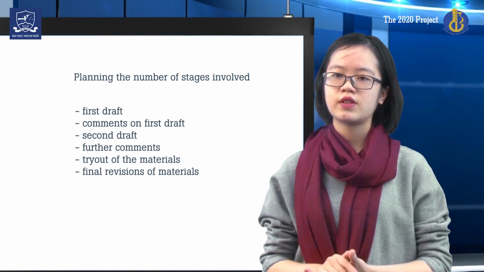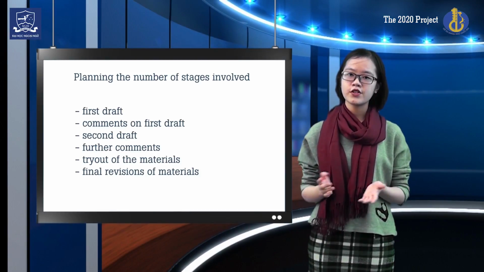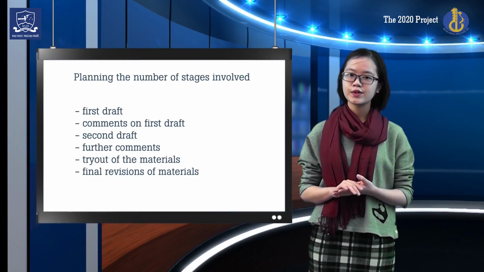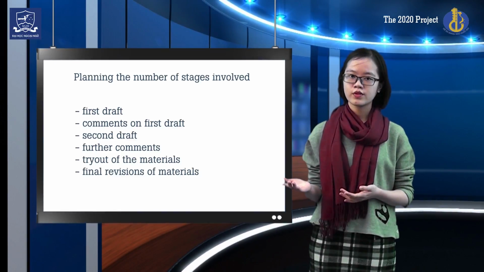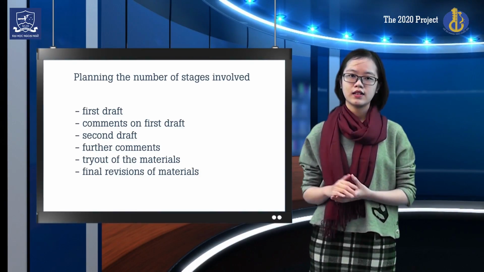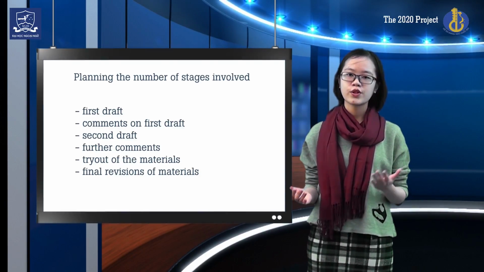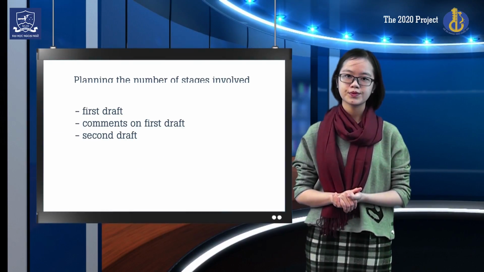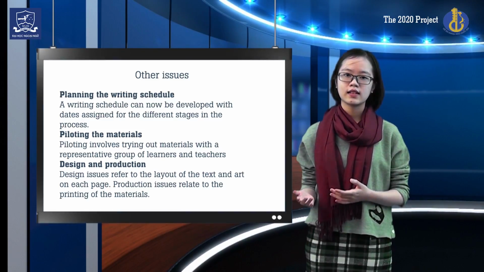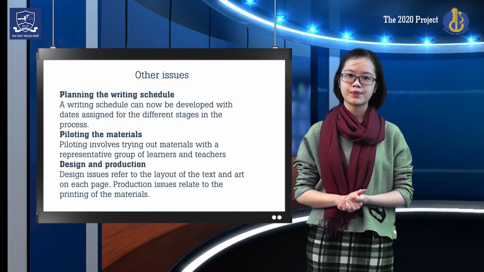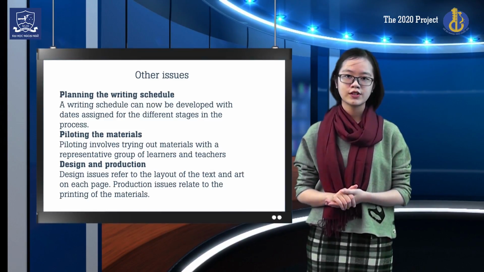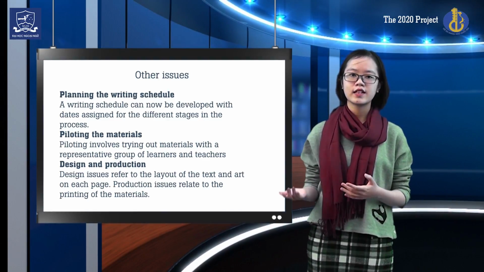Planning the number of stages involved. A materials project always goes through several different stages of development. Typical stages might include first draft, comments on first draft, second draft, further comments, tryout of materials, and final versions of the materials. A writing schedule can now be developed with dates assigned for different stages in the process. For practical planning purposes, the different stages in the writing process need to be presented with the tentative time frame.